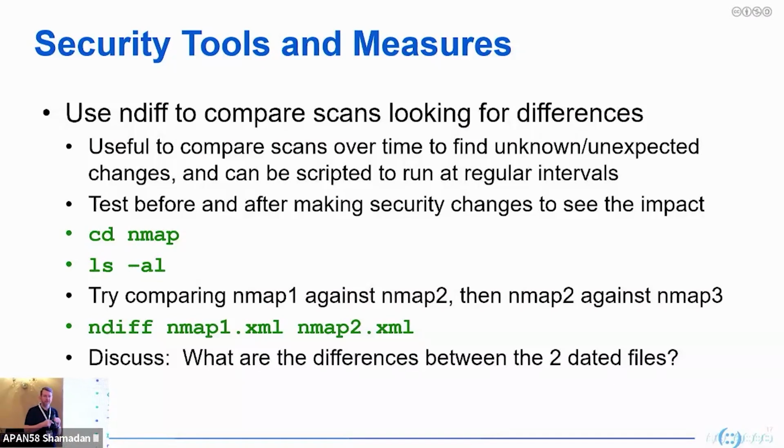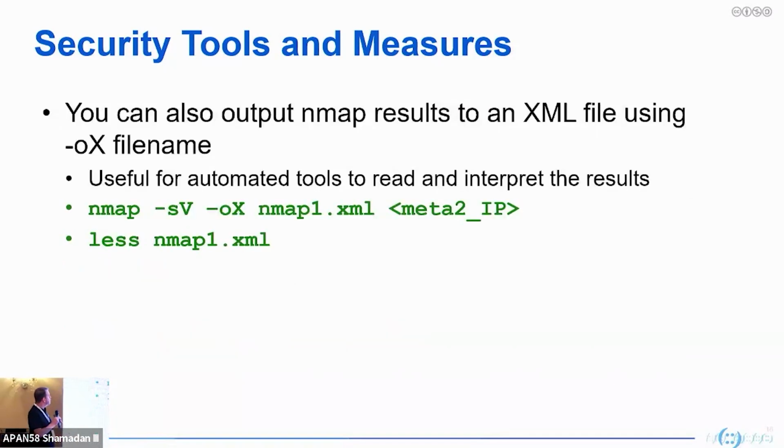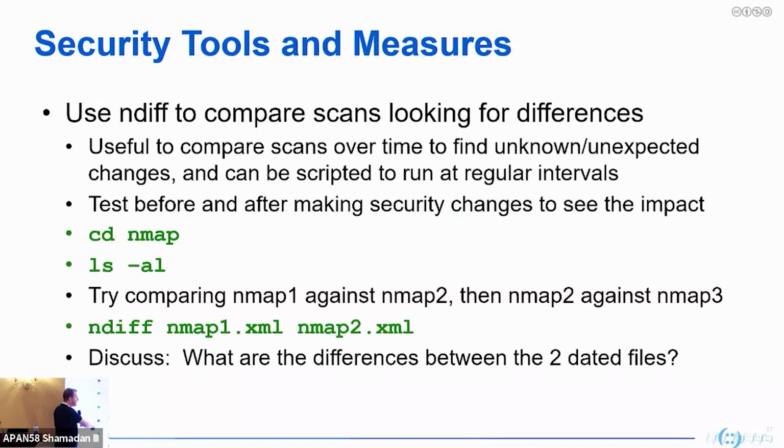Now, it's really neat because by going back and doing, where's my back button? By doing a scan like this and saving it to a file that actually has like a date stamp on it, and then doing an ndiff, you can actually script this up.